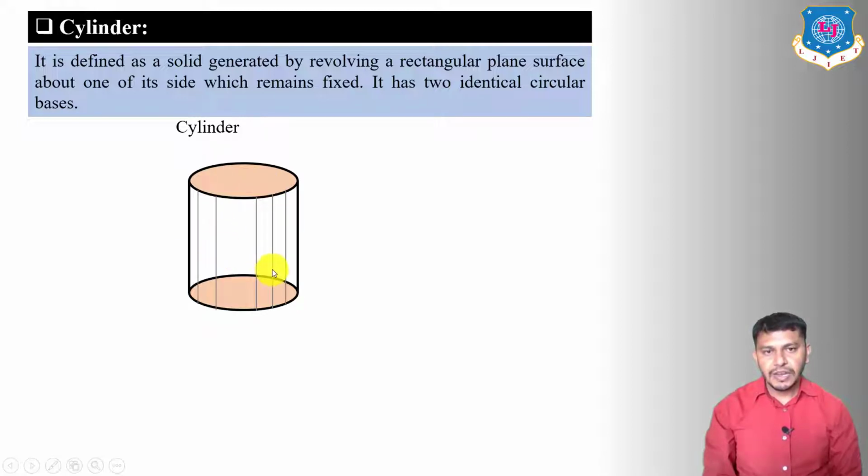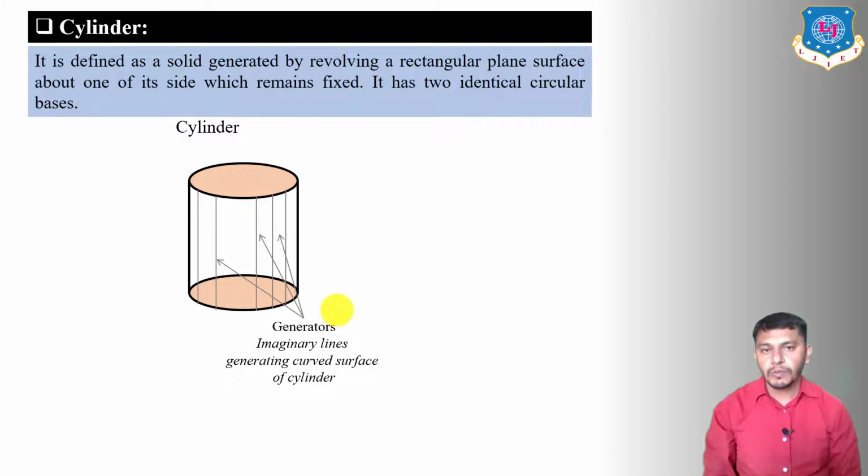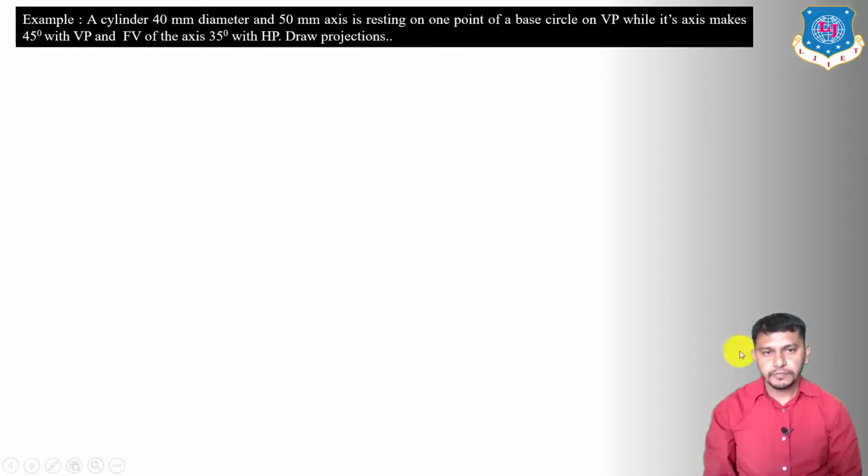These lines are imaginary lines and are known as the generators, and generators are the imaginary lines which generate the curved surface of the cylinder. This is known as the base of the cylinder. This is the top face of the cylinder, and an imaginary line joining the center of the top face and the center of the base is known as the axis of the cylinder. Now let us move on to the problem of the cylinder.